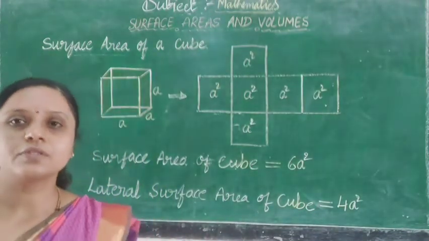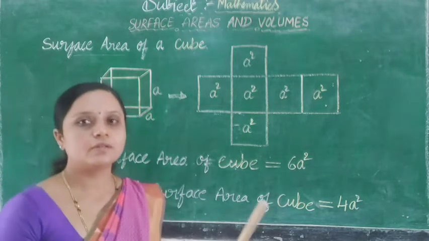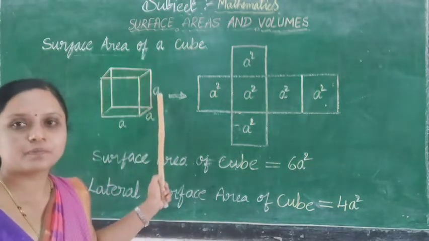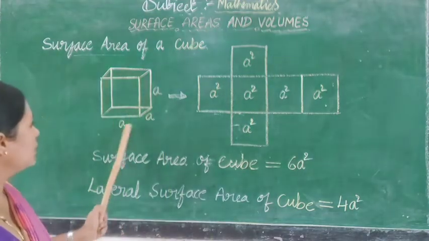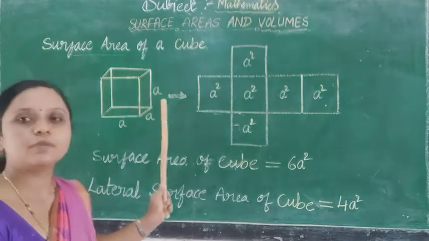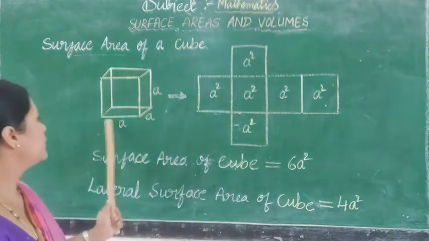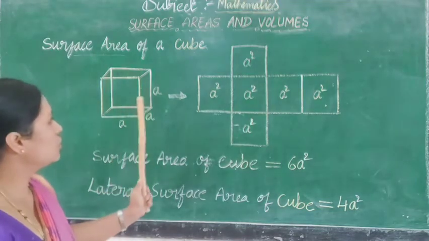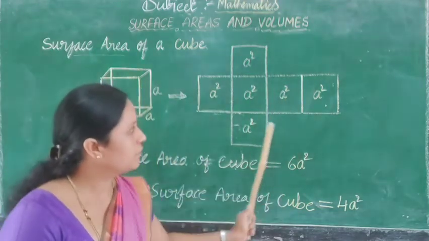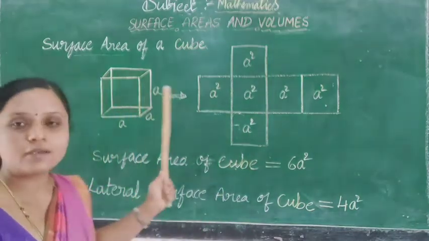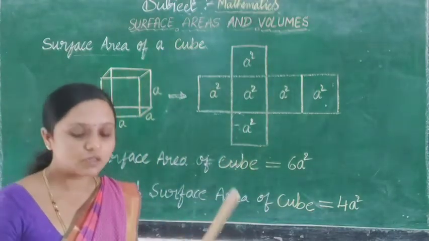Students, now we are going to the second solid figure. The special case of a cuboid is nothing but a cube. In a cube, all the 3 dimensions are equal. The length, breadth and height will be equal. So each edge is considered as A. When you open this cube, we get this type of figure. How to find the surface area of a cube? It is also very easy.